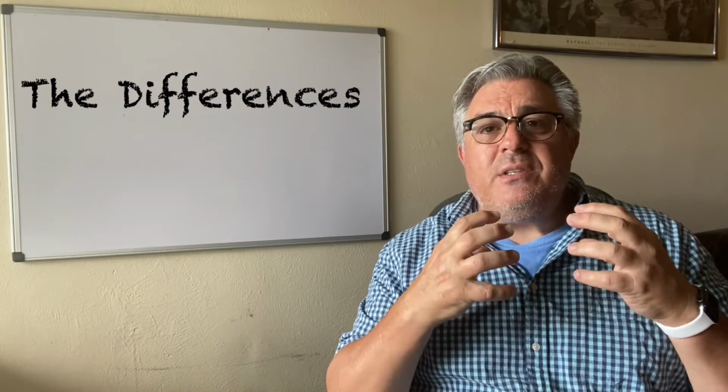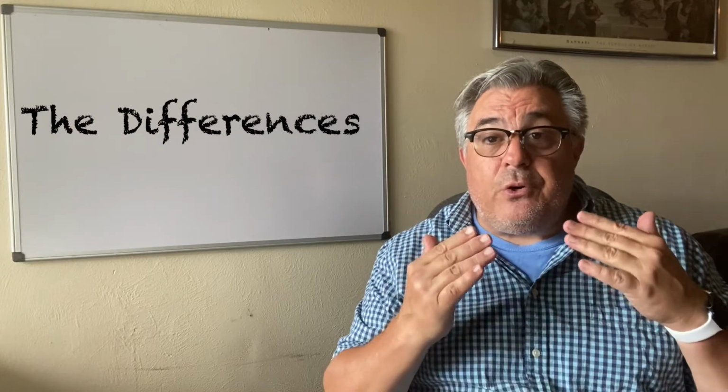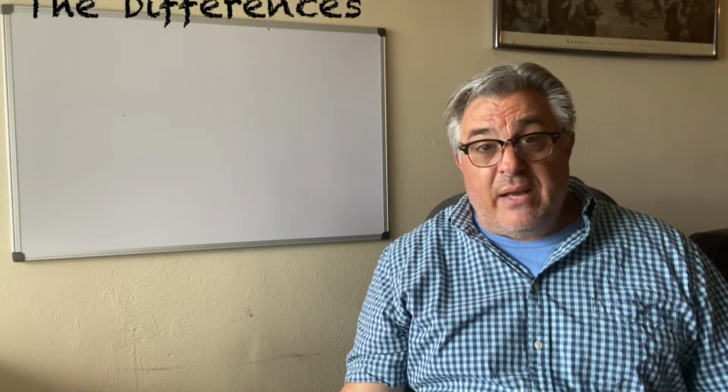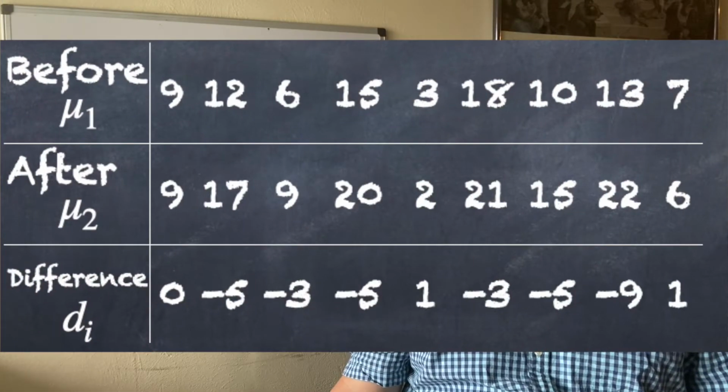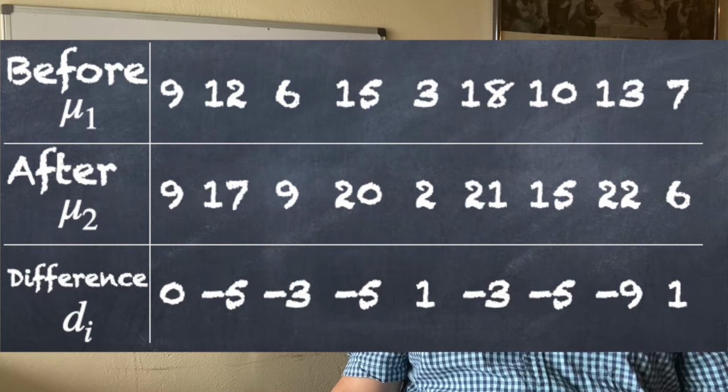Now, without going into the gory details, one of the things that we do when we have a matched pairs design, and there's reasons to do this, is we form the differences between the data values. And when we form the differences between the data values, it gives us a new data set. So let's take a look at the differences. So here, if you take 9 minus 9, you get 0. And 12 minus 17 gives you a negative 5, and so forth.